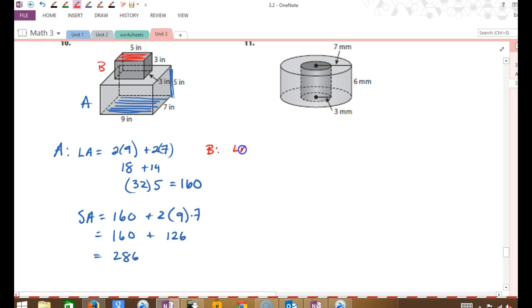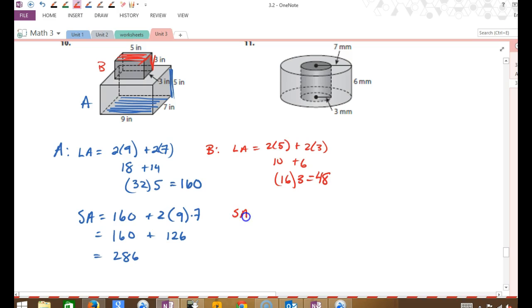So for the lateral area, we're going to have 2 5s plus 2 3s. Notice this length is 3, right? So we got 10 plus 6, which is 16. And we're going to multiply that by the height of the box. So what's the height? 3. So that's that length here. So 16 times 3 is 48.